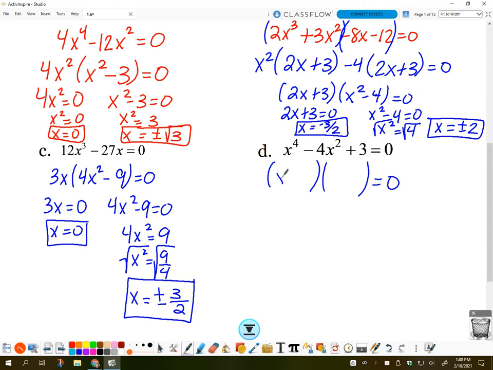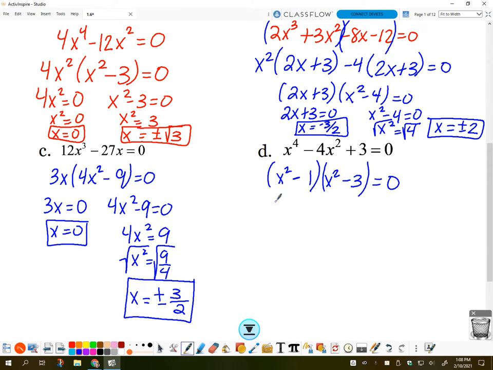To get x to the 4th, we need x squared, and that's going to work out to get us our middle terms. To get a positive 3, we need negative 1, negative 3. Now we're multiplying to get this, adding to get this. So we need 2 signs that match to get a positive when we multiply, and they've got to be negative if you want to get a negative when you add.